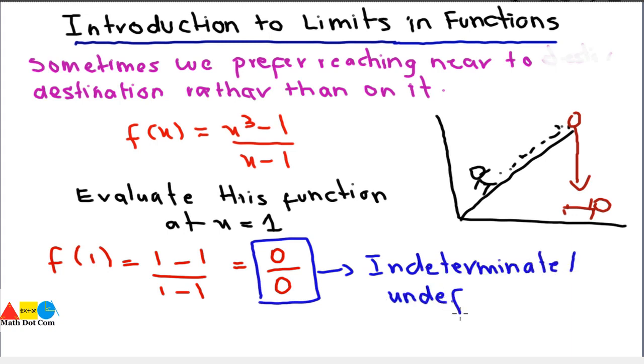In mathematics, the condition is defined as undefined when you have 0 in the numerator as well as in the denominator. So, in order to tackle such situations, we prefer not to put the value of x equal to 1, in order to avoid such a situation. So, we prefer to have a value that is close to x, so here it means close to 1.